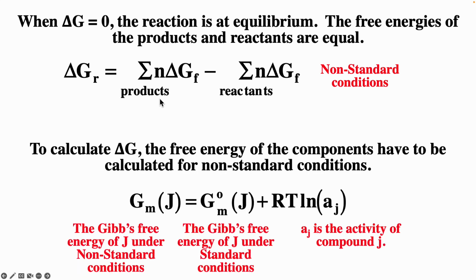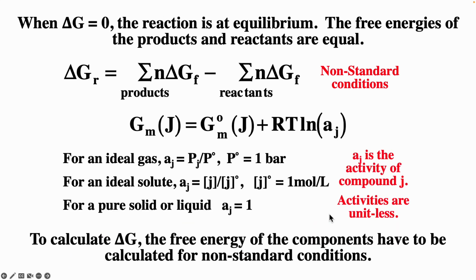To calculate delta G for the free energy of the components, you have to be able to calculate the non-standard conditions. And so the non-standard Gibbs free energy is equal to standard Gibbs free energy plus RT natural log A, where A is referred to as the activity. Now, activity is a little confusing. For an ideal gas, the activity is just equal to the partial pressure of the gas divided by 1 bar. And so that makes the activity unitless. For an ideal solute, something that you add to a solvent, the activity is equal to the concentration of the solute divided by 1 mole per liter, making that unitless. For pure solids and pure liquids, the activity is just equal to 1.